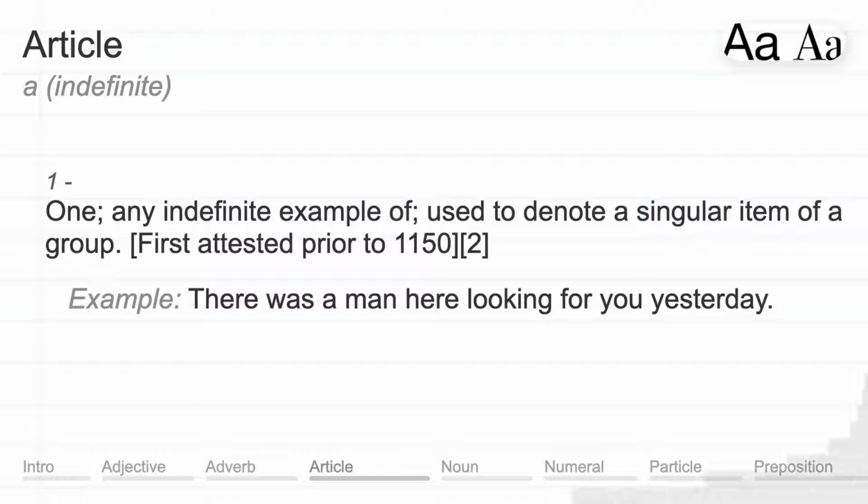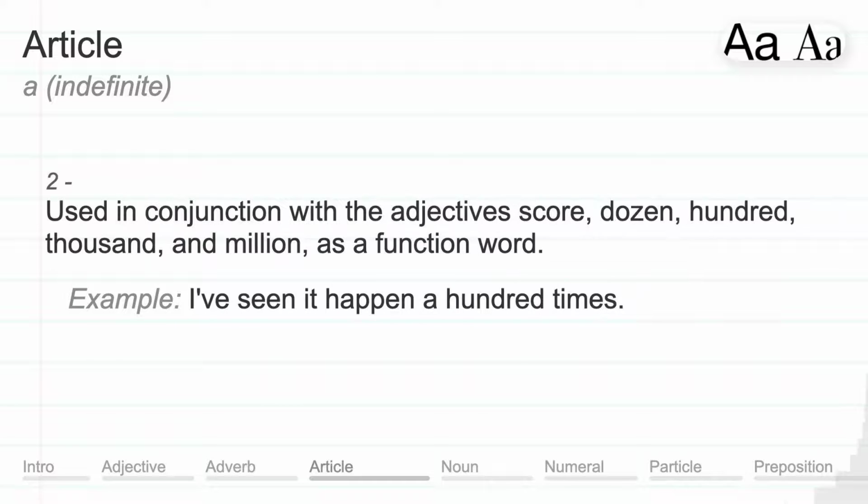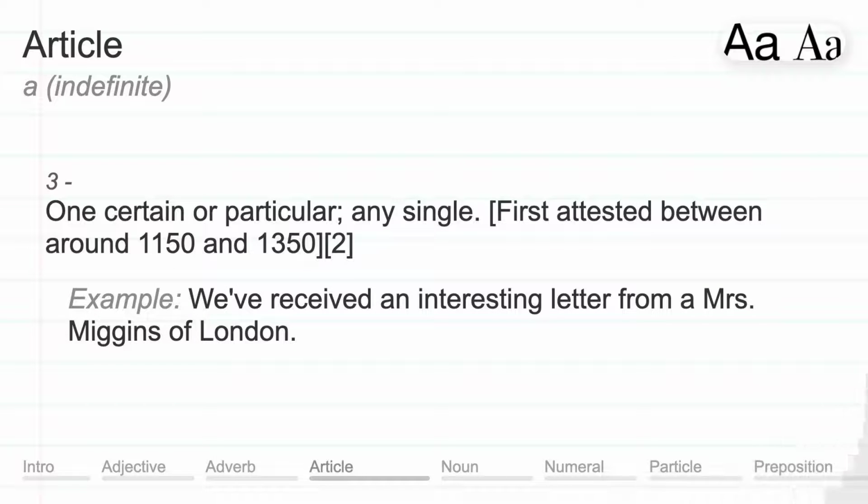2. Example: There was a man here looking for you yesterday. Used in conjunction with the adjectives score, dozen, hundred, thousand, and million, as a function word. Example: I've seen it happen a hundred times. One certain or particular, any single. First attested between around 1150 and 1350.